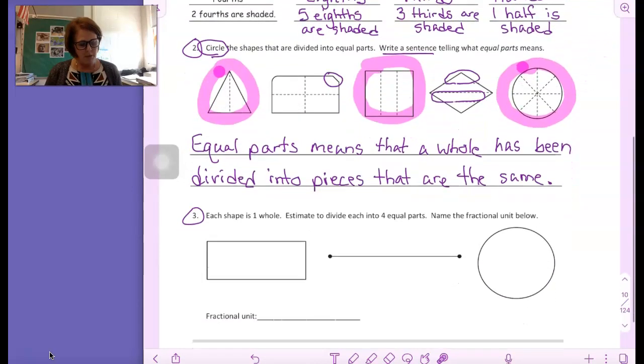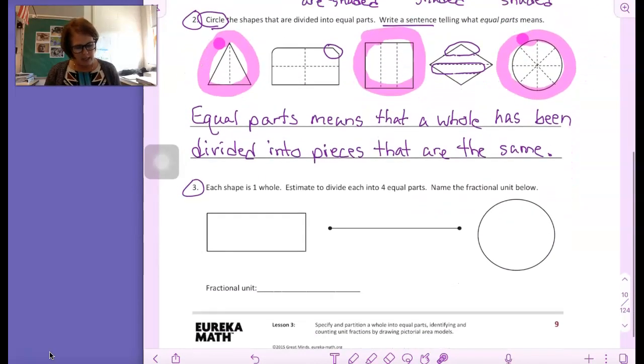Let's move on to number 3. And you're going to need to know that equal parts. That's a vocabulary word that you're going to want to know. Okay? All right, number 3 says, each shape is one whole. Estimate to divide each into 4 equal parts. Name the fractional unit below.